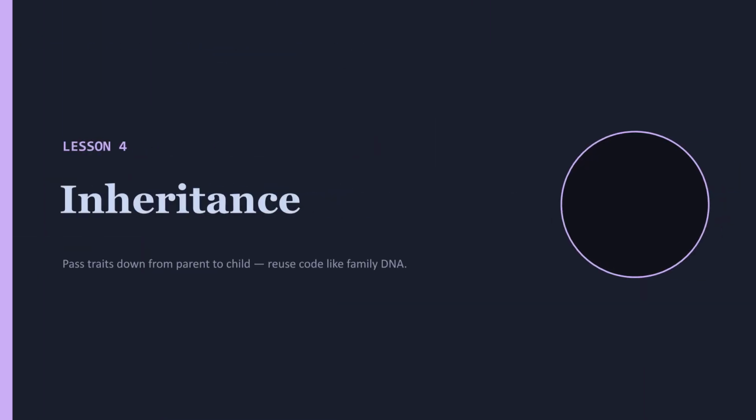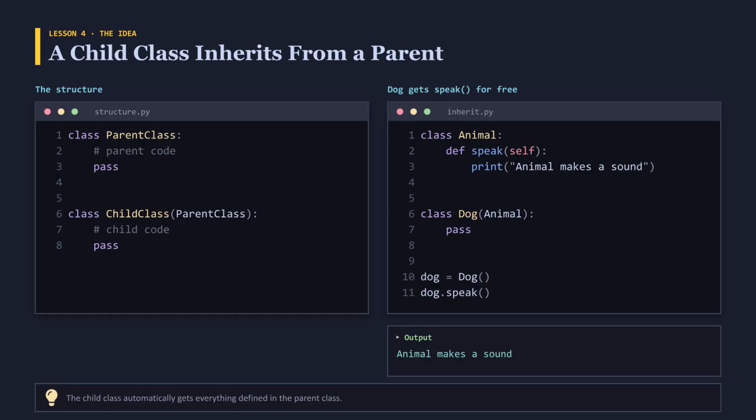Our fourth pillar is inheritance, the mechanism for passing traits from a parent class down to child classes, much like family DNA. It is a powerful tool for reusing code, keeping your codebase DRY, and modeling natural relationships. The syntax is simple. Put the parent class in parentheses after the child's name. In this example, the dog class inherits from the animal class. Because of this relationship, calling "speak" on a dog works automatically without any code duplication.